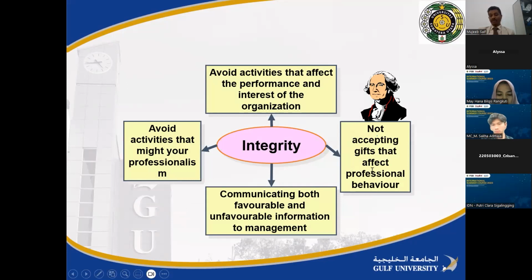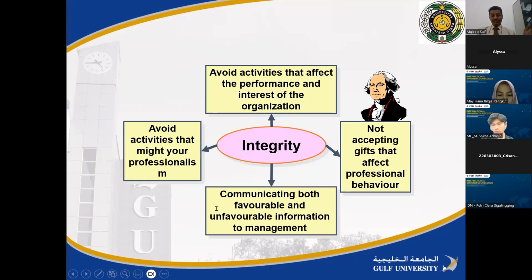Do not accept gifts, and avoid activities that may affect my professionalism. Maybe there is some activity that will affect my professionalism or my independence. To avoid this, I should not attend activities related to the customer, because this will affect my attitude and my independence, and when this customer orders something, I will not be independent.